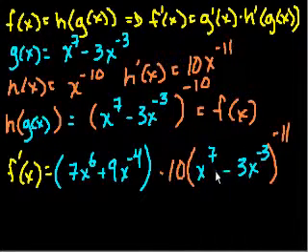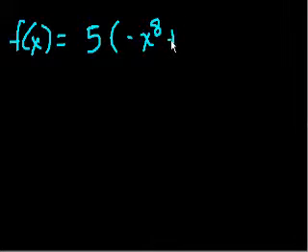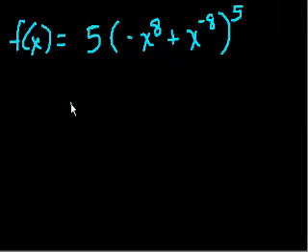Maybe I've confused you more. Let me do one quick example just to show you that you don't have to do this whole h of g of x every time. So if I have f of x is equal to 5 times, I don't know, minus x to the 8th plus x to the minus 8th, all of that to the 5th power.